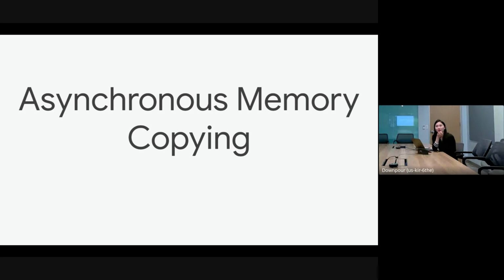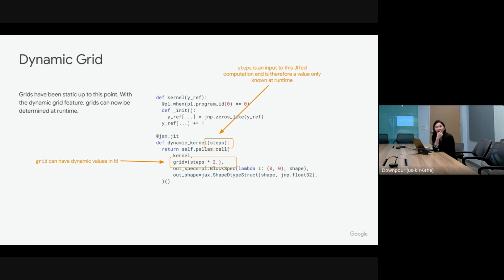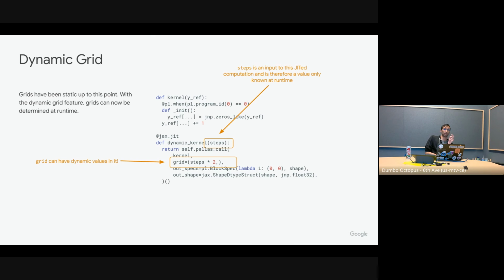Yeah, I have a question about that dynamic grid. Is that grid meaning the block size you previously mentioned, or a different thing? The block sizes will remain the same. The index maps will remain the same, but the number of iterations in the loop can be determined by a runtime value. The grid corresponds to a loop, basically.